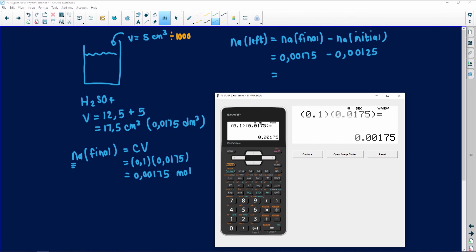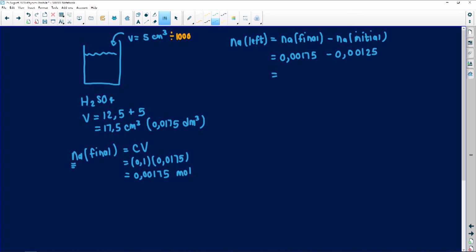So if I've got this one still here on my calculator, I'm going to say minus the initial moles that I had, 0.00125. Let's see what I have here. So now this is the moles that are left over. I've got 3 zeros there. I'm going to have 0.005 moles. So that is then what's left.